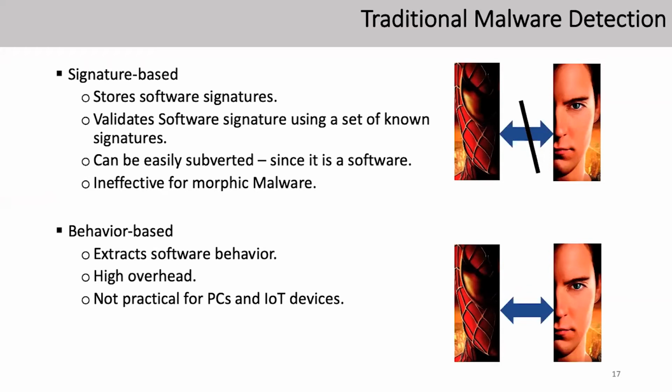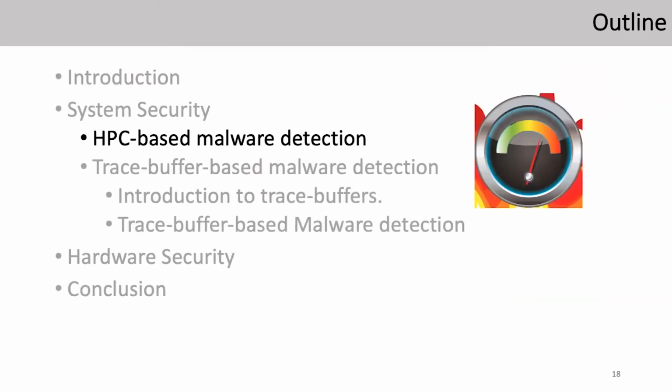Then why is it not used, if it's very good and can detect morphic malware? The problem is it has very high overhead, so it is not actually practical for PCs and IoT devices, okay? That's the problem with behavior-based malware detectors. So researchers tried to find solutions: how do we develop new, efficient malware detection schemes that can help circumvent the problems of signature-based and behavior-based malware detectors?